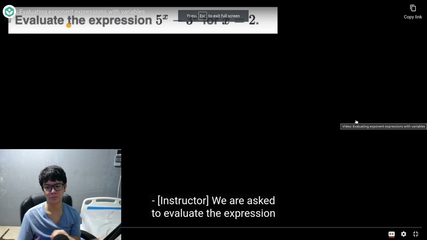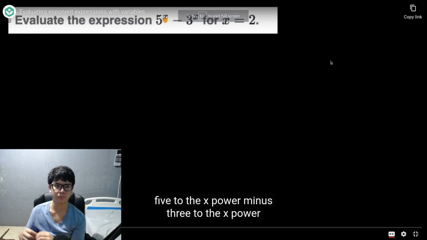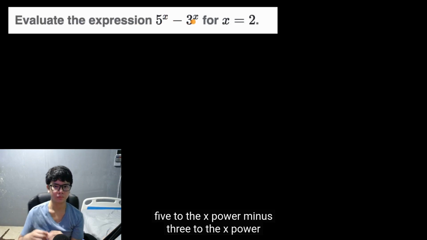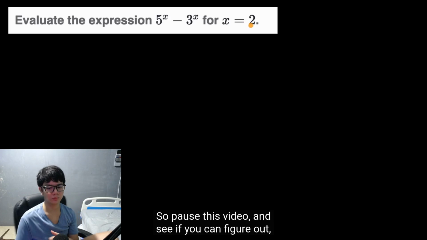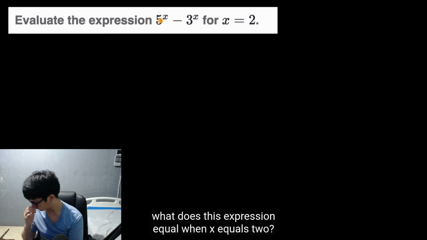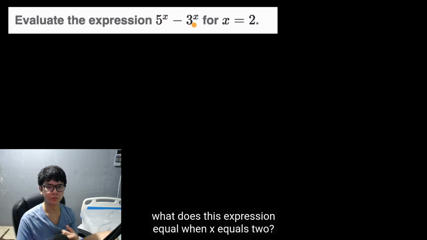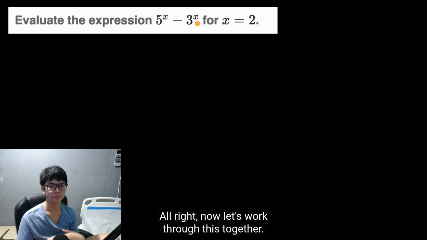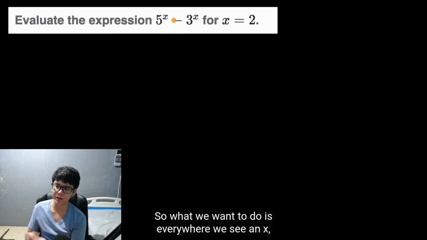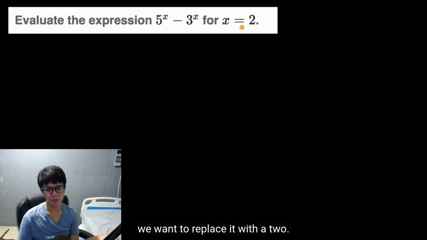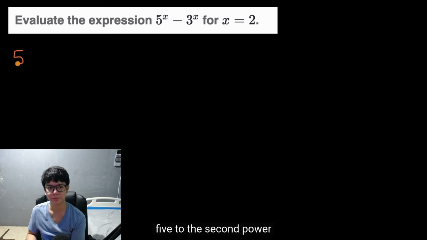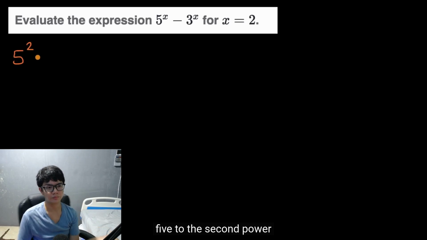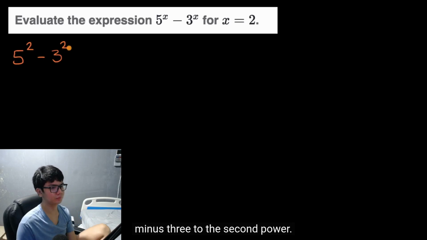We're asked to evaluate the expression 5 to the x power minus 3 to the x power for x equals 2. So pause this video and see if you can figure out what this expression equals when x equals 2. All right, now let's work through this together. Everywhere we see an x, we want to replace it with a 2. So this expression for x equals 2 would be 5 to the second power minus 3 to the second power.